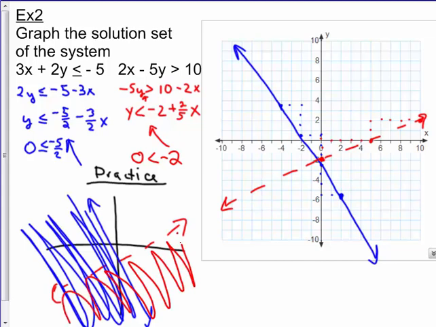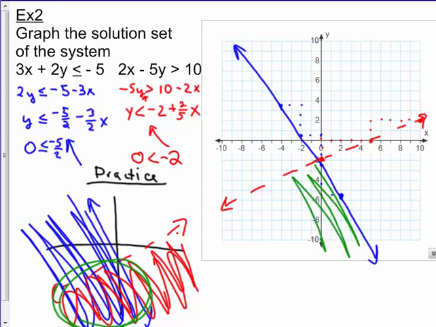I'm looking for where they intersect. What region do they have in common, where the red and the blue overlap? That's going to be in that bottom left-hand region there. So my final answer will be that shaded region in green here.